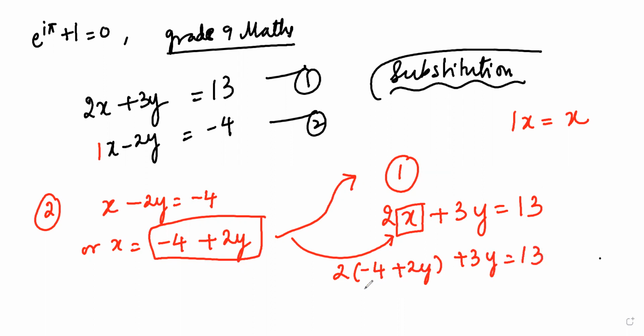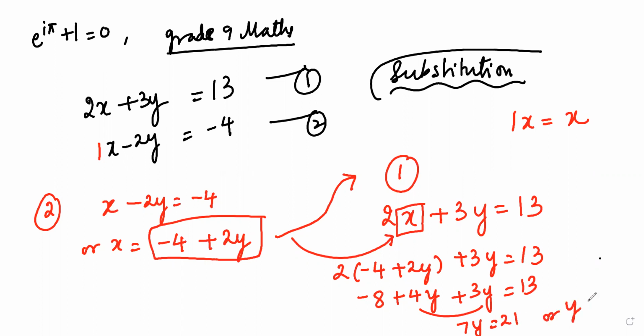Let's just solve this now. Now it's boiled down to a linear equation in one variable. So minus 8 plus 4y, and then you have plus 3y is equal to 13. So what is 4 plus 3? 7y. 13, 8 goes to the other side. Minus 8 goes to the other side. 13 plus 8 is 21. Or y is equal to 21 upon 7, which is 3.